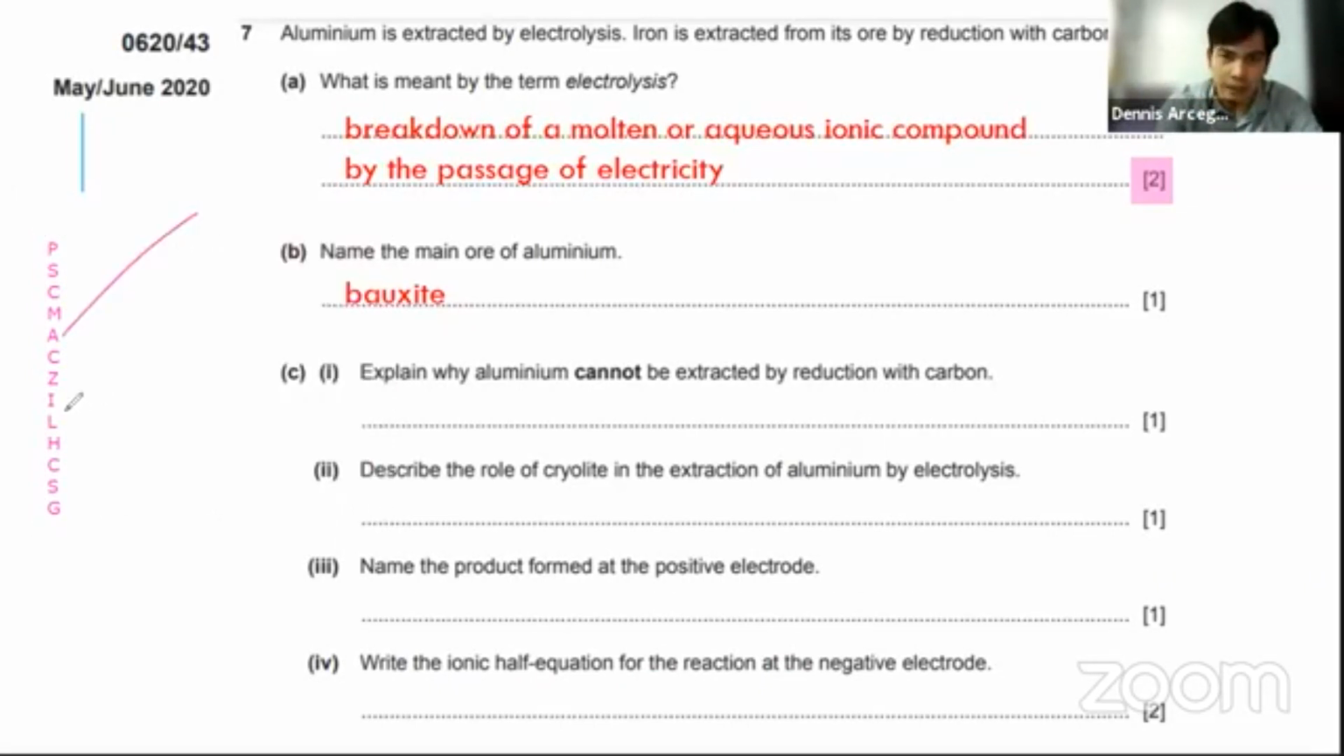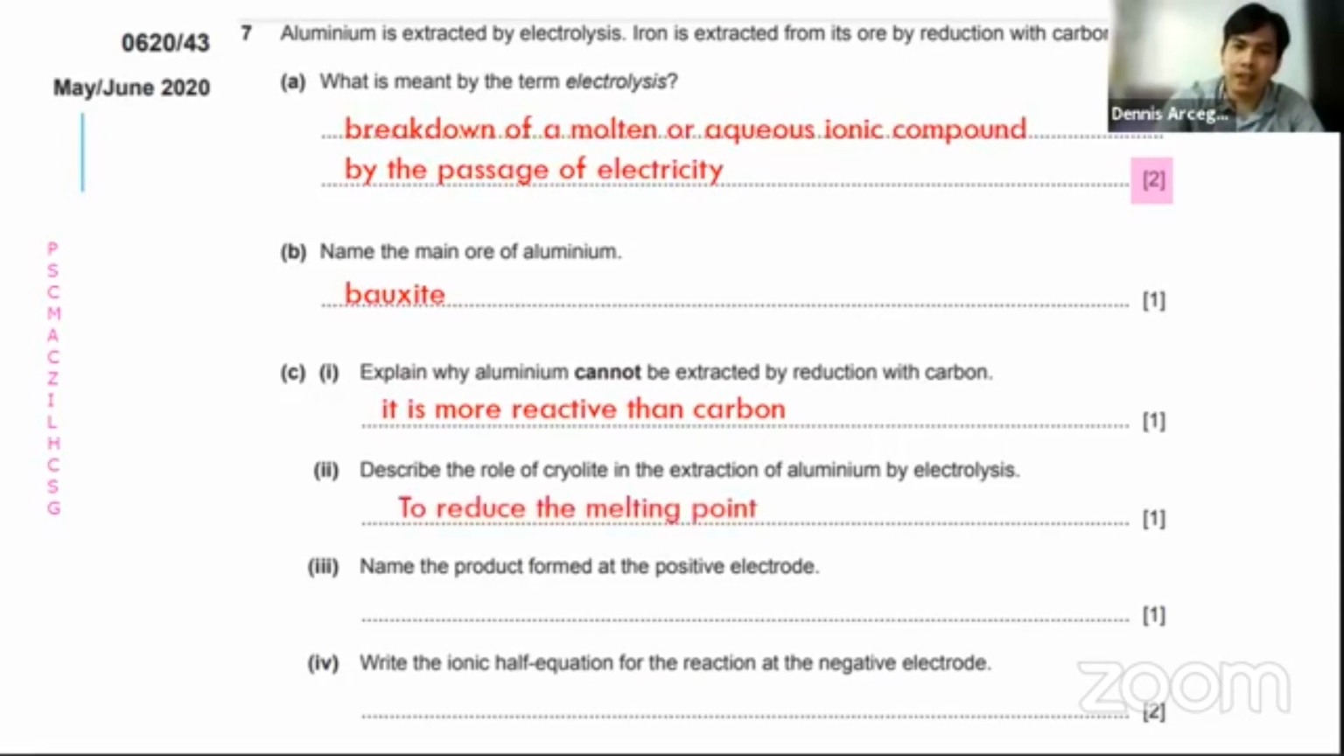Here is aluminium. Here is carbon. As you can see, aluminium is higher than carbon in the reactivity series. So you cannot use reduction with carbon to extract aluminium because it is more reactive than carbon. Correct, it is more reactive than carbon. Then describe the role of cryolite. The cryolite is to reduce the melting point of the compound of aluminium.